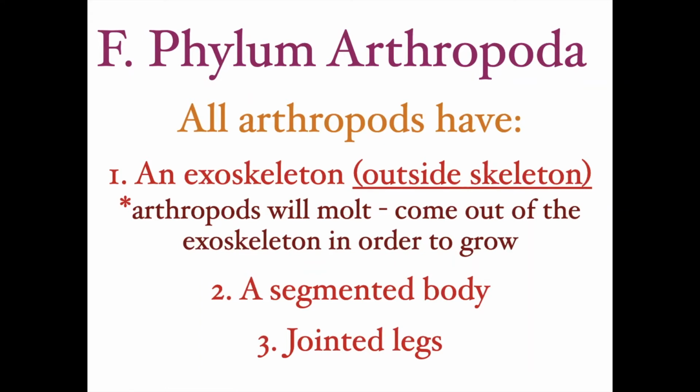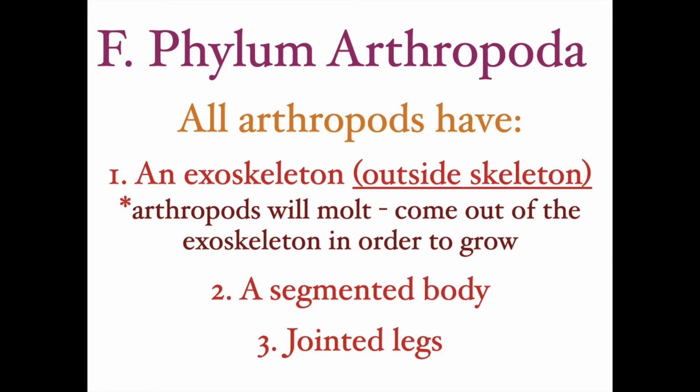The first one is having, as we said, an exoskeleton, which is an outside skeleton, not an endoskeleton, not an inside, but an outside skeleton. Now, when an arthropod, such as an insect, needs to grow and get bigger, it will shed its outside skeleton, and that is called molting.